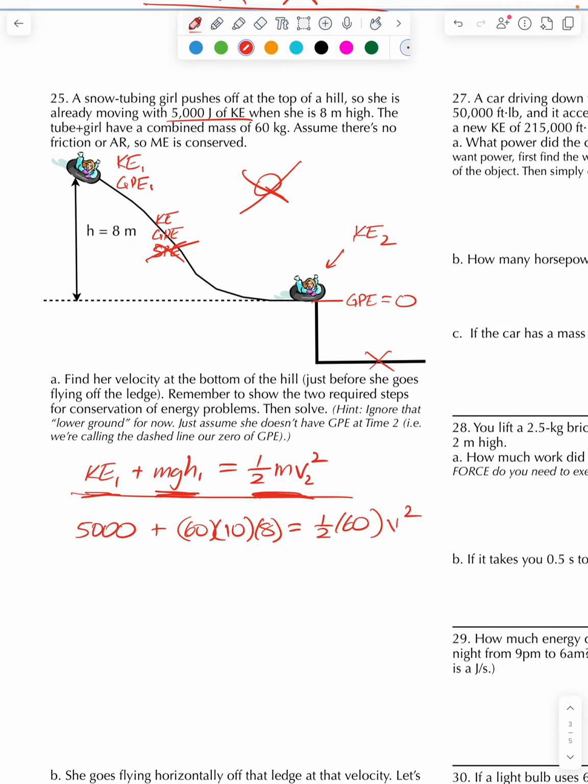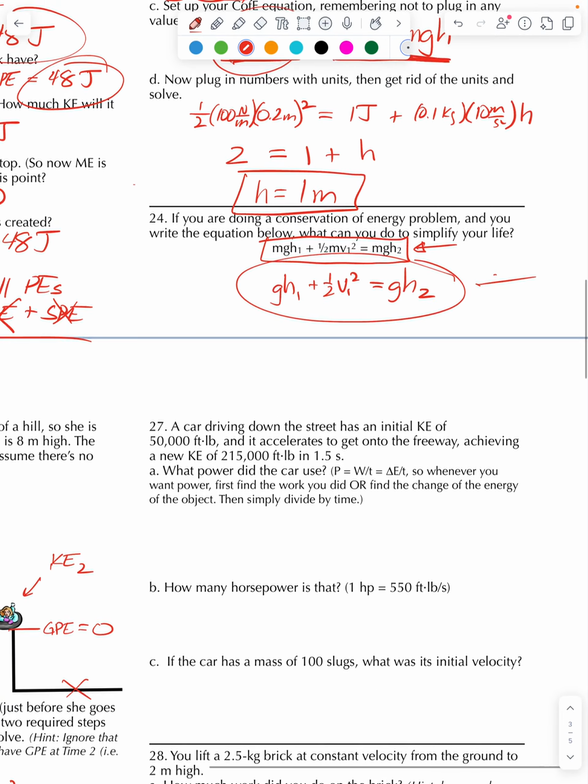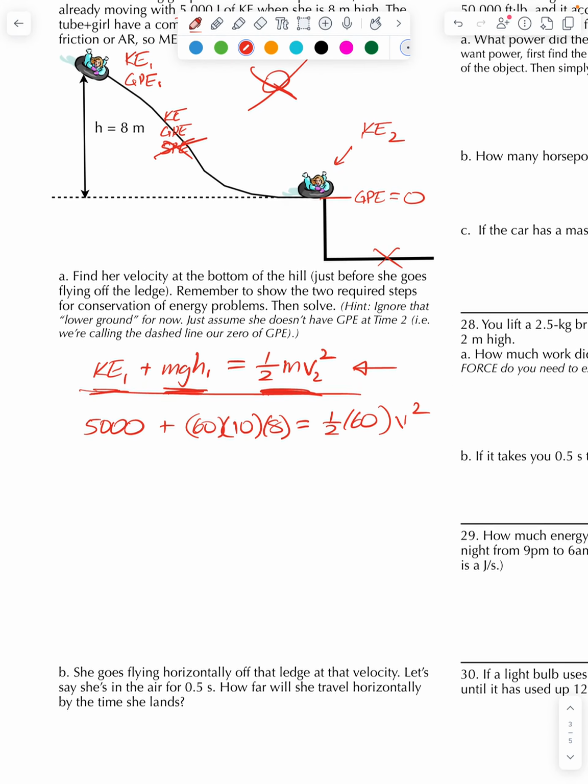Okay. Now, by the way, we weren't able to use that shortcut here, like I talked about earlier, because I didn't have the v at time 1. I had to write KE1. So yeah, I couldn't cancel m's, unfortunately, there. But it's not that hard. It's actually made it simpler. I just gave you the 5,000.